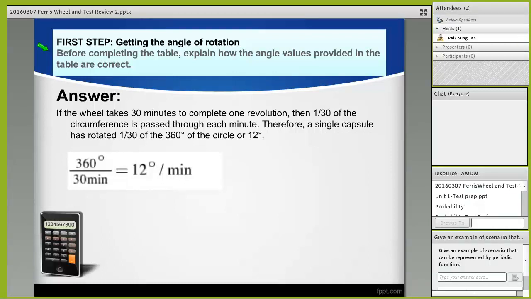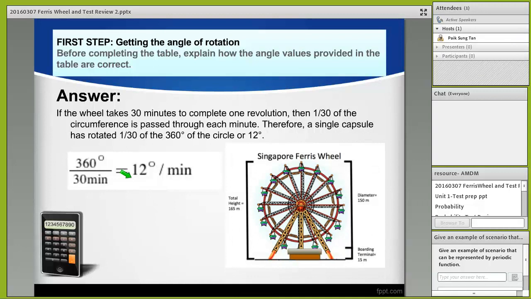Therefore, a single capsule has rotated 1/30 of 360 degrees of the circle, or 12 degrees. So this is 360 divided by 30 minutes. You get 12 degrees per minute. That is the central angle. That is the central angle that we were looking at. Just now we were looking at this.